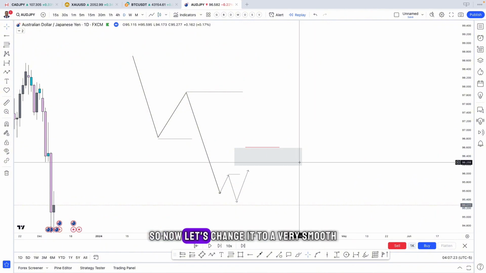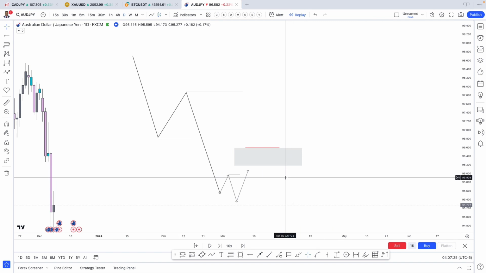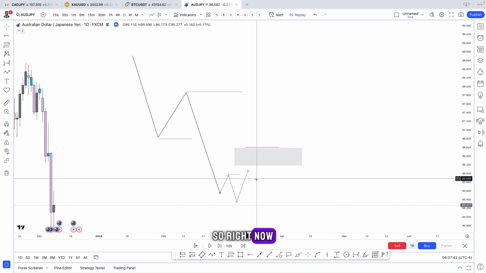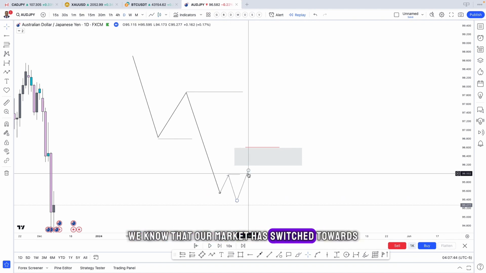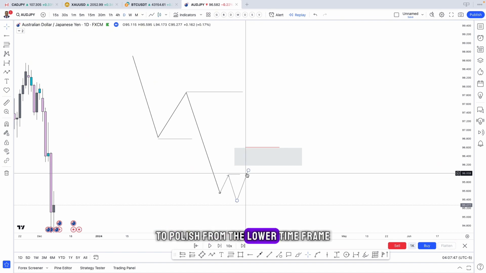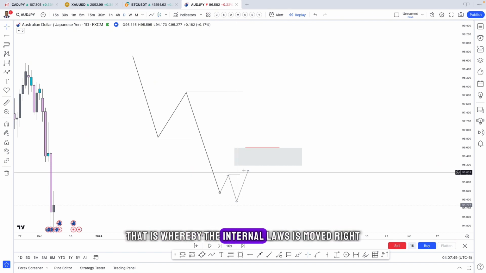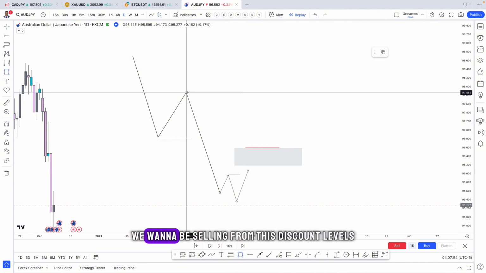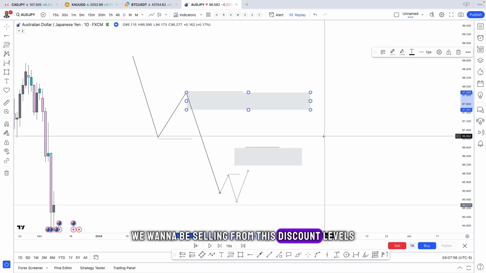So now let's change it to a bearish move. When you are buying a product, you want to be buying from the discount level, right? And you want to be selling in a premium price, right? So right now we know that our market has switched to bullish from the lower time frame. That is whereby the internal lows are broken, right? So we want to be buying from these discount levels.